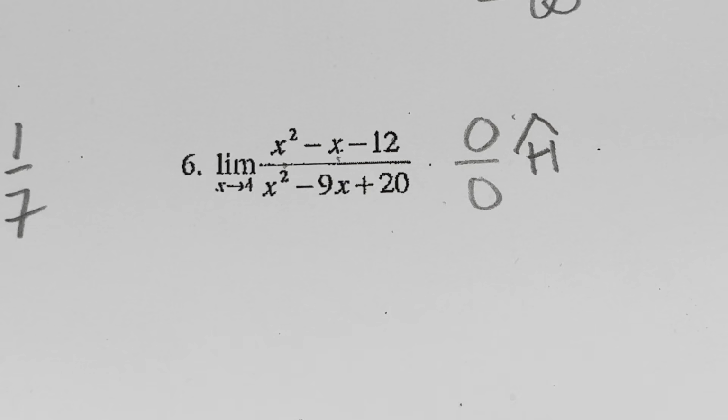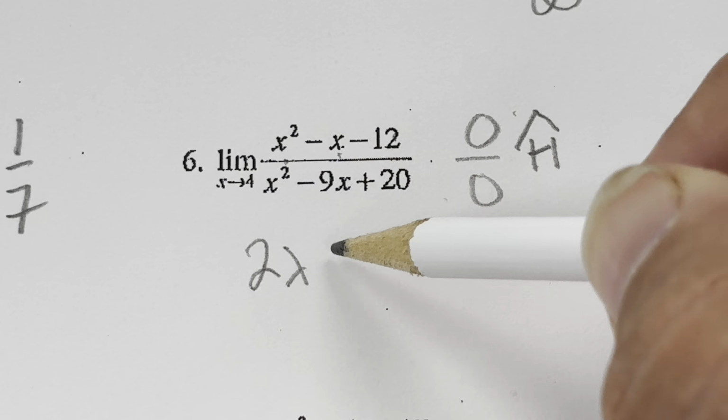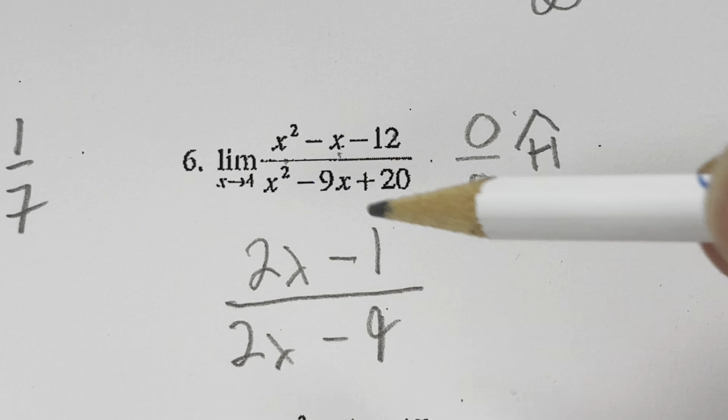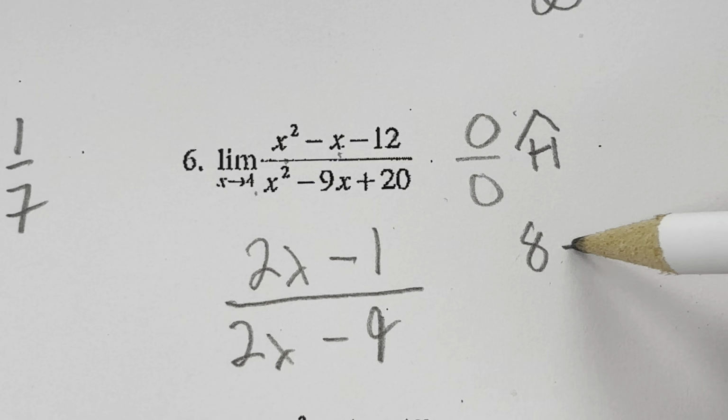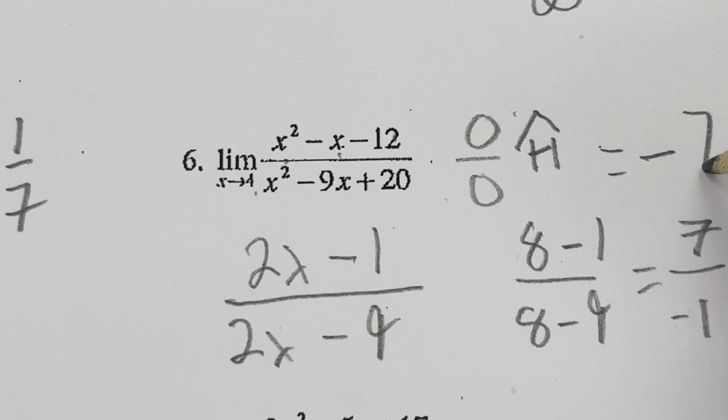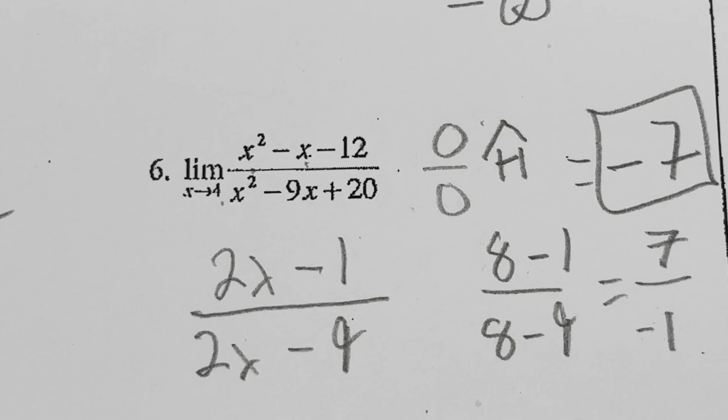The derivative of the top would be 2x minus 1 over the derivative of the bottom, 2x minus 9. Now we're going to plug in the 4. So that would be 8 minus 1 over 8 minus 9. That would equal 7 over negative 1. It would equal negative 7. It's called L'Hopital's rule.